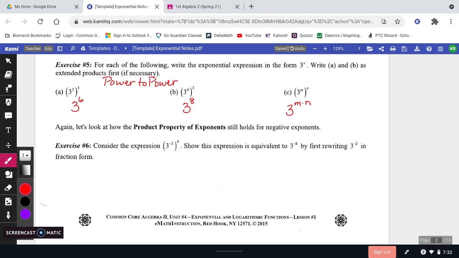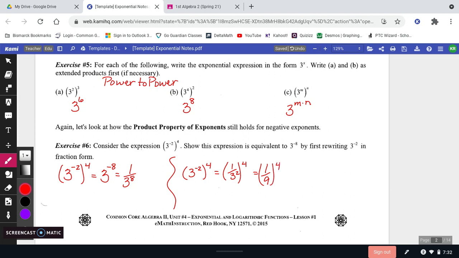And again, does the same thing work if we use that same rule on negative exponents? If we do that here, that would be 3 to the negative 8 power, which would be 1 over 3 to the 8th. Same kind of thing. Does that match if we rewrite the 3 to the negative 2 power? Well, 3 to the negative 2 power is going to be 1 over 3 squared to the 4th, or 1/9 to the 4th power.